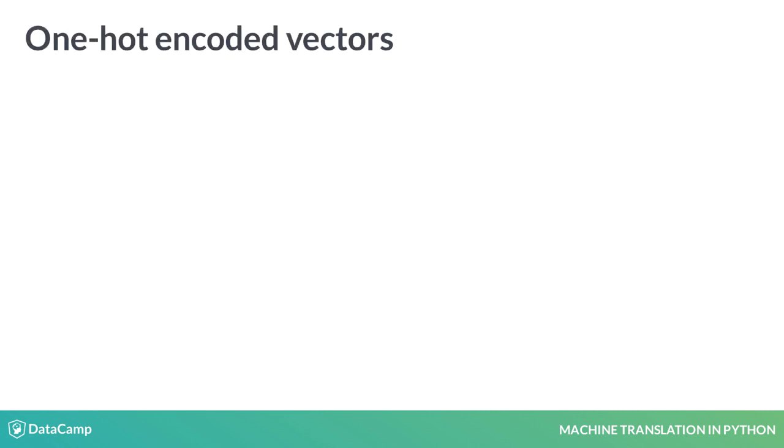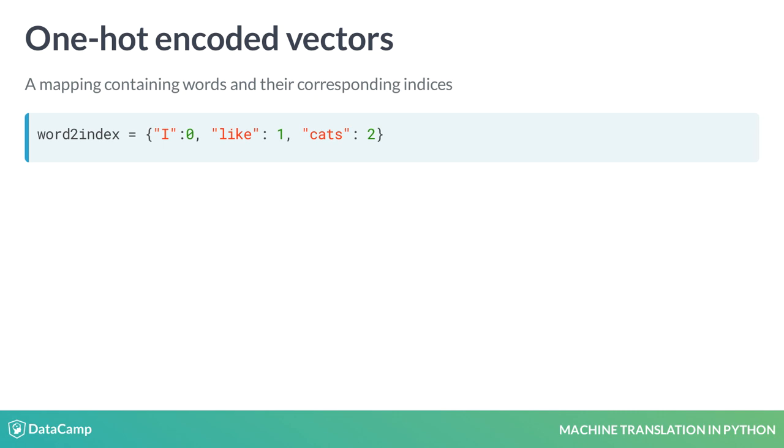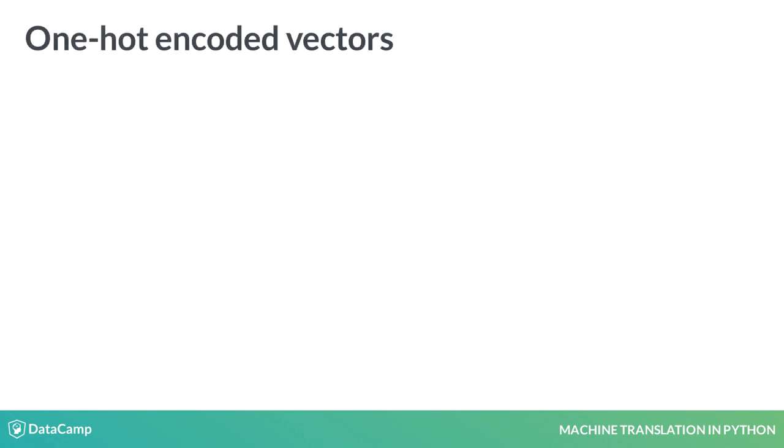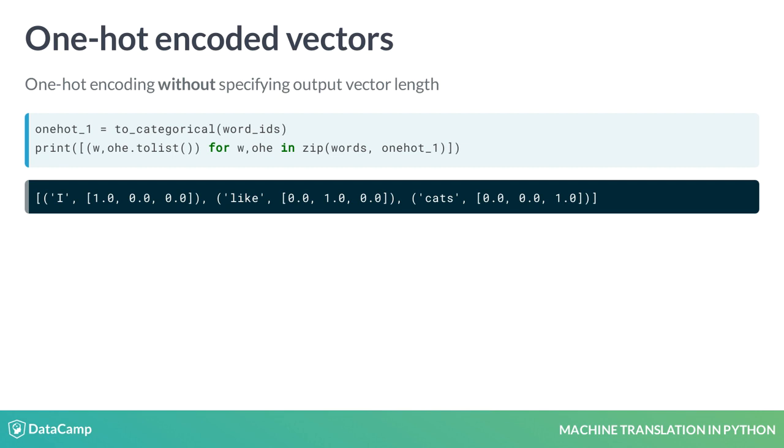In Keras, you can use the convenient to_categorical function to convert words to one-hot encoded vectors. However, in order to use this function, you will first need to convert individual words to integers or IDs. To do that, you define a Python dictionary that maps words to integers. Then you create a list called word IDs that iteratively maps each word to an ID. By passing these word IDs to the to_categorical function, you can obtain the one-hot vectors.